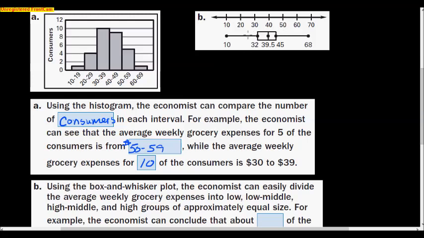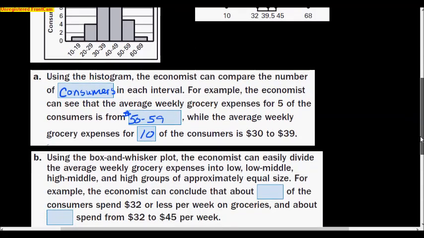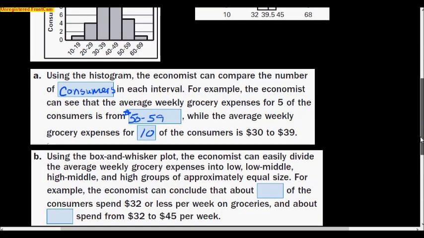All right, so I got this box and whisker plot. They've given me the numbers right here. It says, using the box and whisker plot, the economist can easily divide the average weekly grocery expenses into low, middle, and high groups, approximately four equal sizes. For the example, the economist can conclude that about how many of the consumers spend $32 or less.